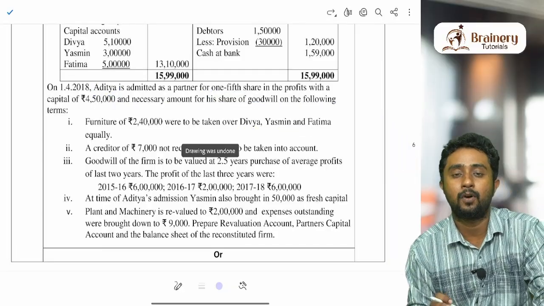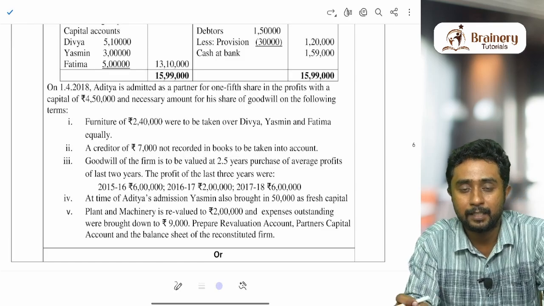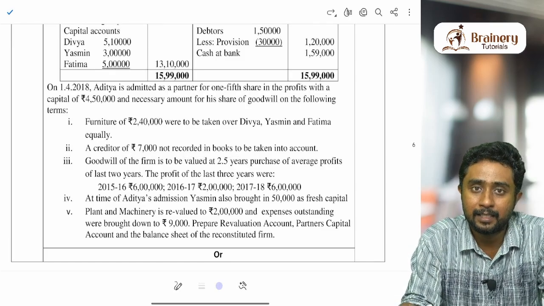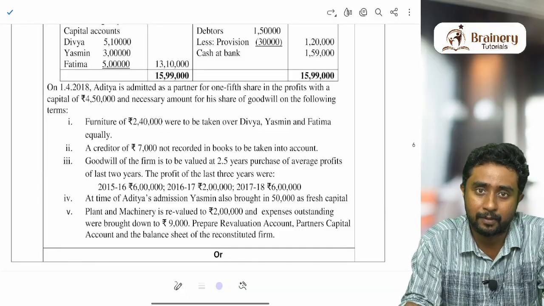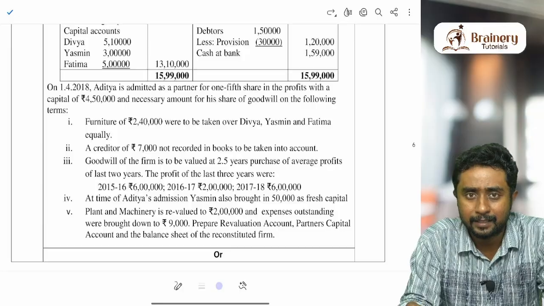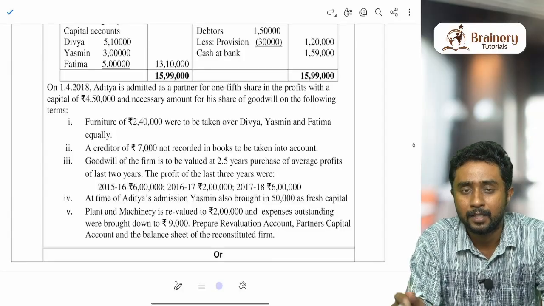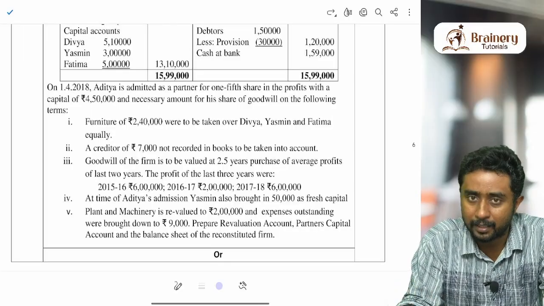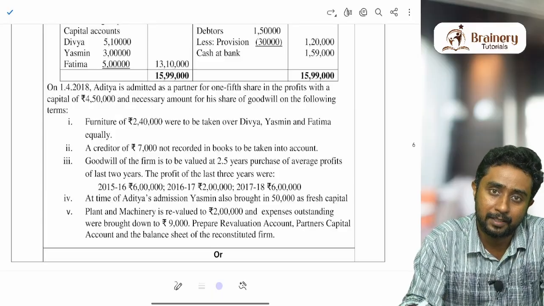Now when it comes to the format of revaluation account, you must already be familiar with that. Debit side is for decrease in assets and increase in liabilities. If any liability increases, you have to record it on the debit side of revaluation account, and any asset decrease also goes on the debit side. Similarly, if any asset increases, we record it on the credit side, and if a liability decreases, we record it on the credit side.